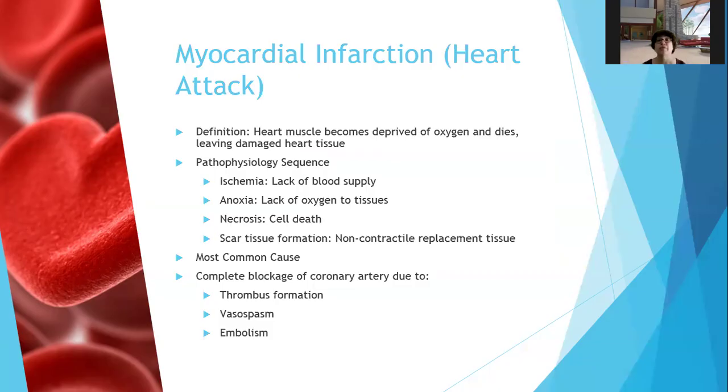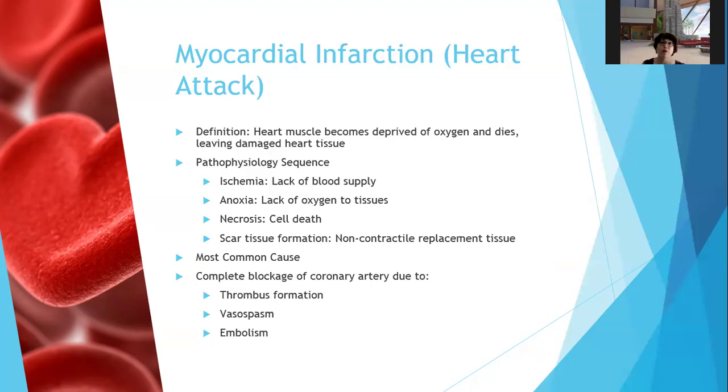So a myocardial infarction is a heart attack where a coronary artery is blocked to the point where the heart muscle is deprived of oxygen long enough that it dies, leaving damaged heart tissue. So the pathophysiological sequence with myocardial infarction is you have ischemia, lack of blood supply to the area, anoxia or hypoxia, lack of oxygen to tissues, causing necrosis, cell death, and scar tissue formation. Non-contractile replacement tissue replaces that tissue.